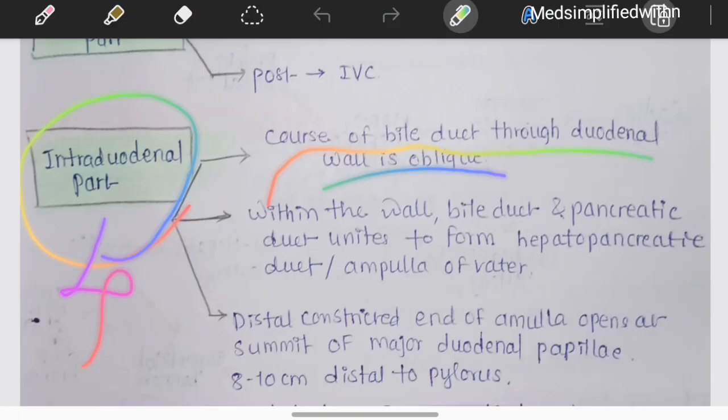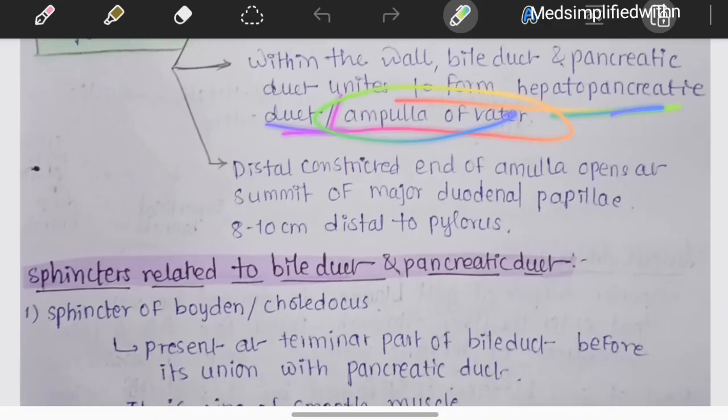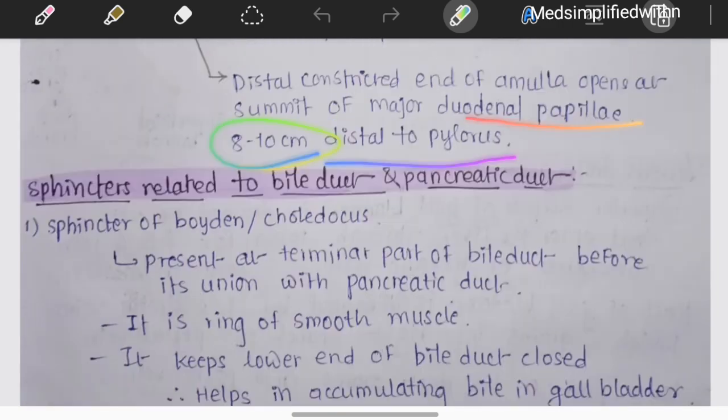Intraduodenal part, which is the fourth part: the course of the bile duct through the duodenal wall is oblique. Within the wall, the bile duct and pancreatic duct unite to form the hepatopancreatic duct or the ampulla of Vater. The distal constricted end of the ampulla opens at the summit of the major duodenal papilla, 8 to 10 cm distal to the pylorus.